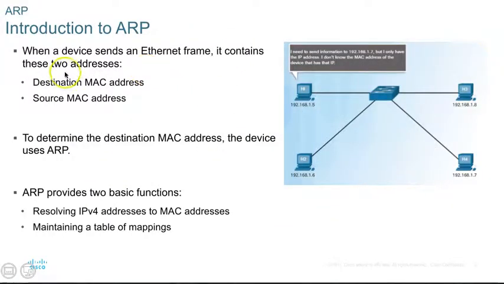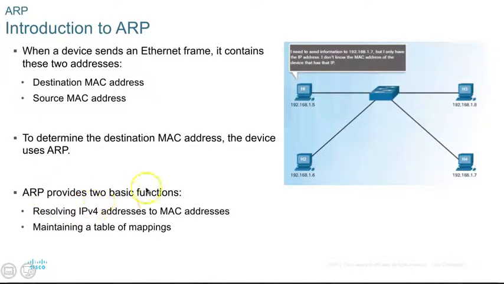All right, so ARP: when a device sends an Ethernet frame, it contains two addresses, the destination MAC address and the source MAC address. To determine the destination MAC address, the device uses ARP. It says, hey, PC A, or computer 192.168, I have your IP address and I don't know your MAC address. Can you please send me your MAC address? Now, if the switch knows the MAC address, there's a good chance that the switch will reply, saying, I know that PC's MAC address that you're looking for. I have it in my table.